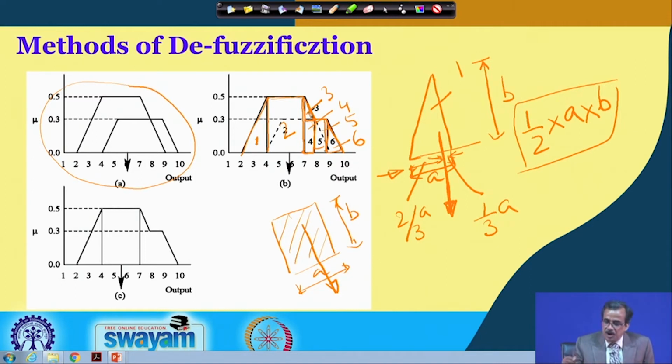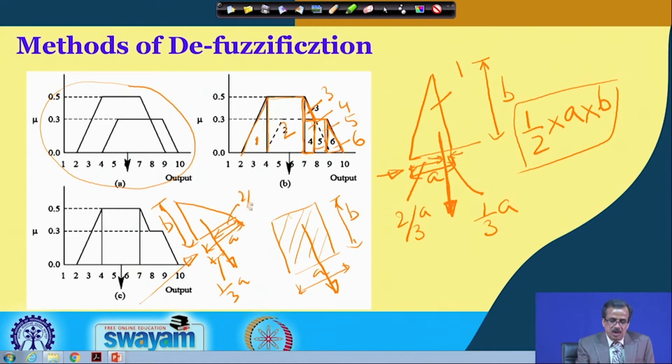Now, if I have this type of triangle, for example, this type of right angle triangle, and I am measuring from this particular side. So, if this is A and this is B, very easily I can find out the center of area could be here, and this is nothing but your 1/3 A, and this is nothing but your 2/3 A. So, 1/3, 2/3 A you can find out.